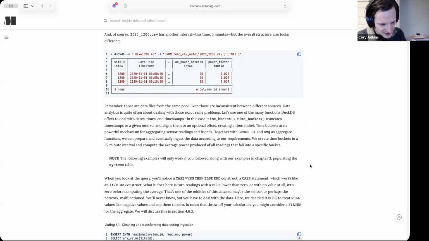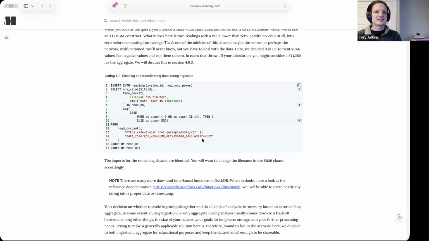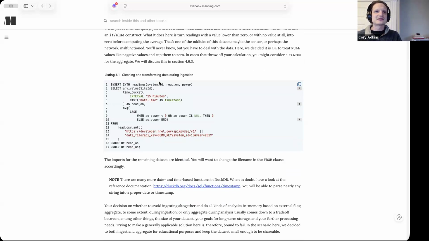I know when I was going through it, I tagged this note that they made about select any value site ID. Oh, look at that little pop-up there.